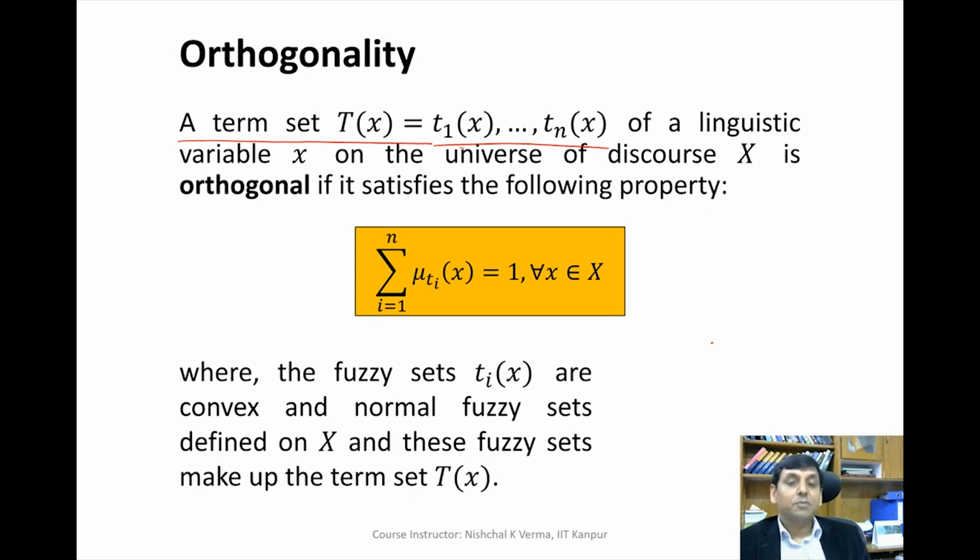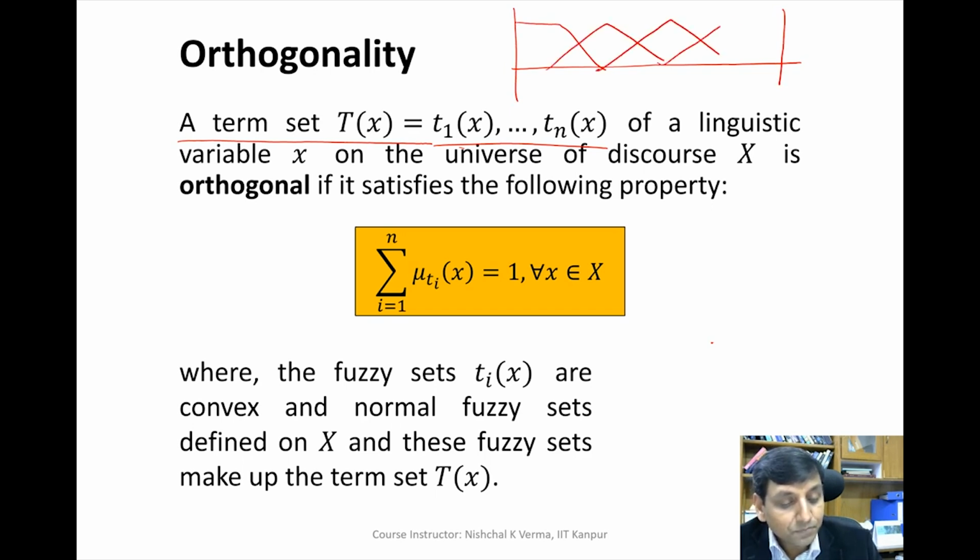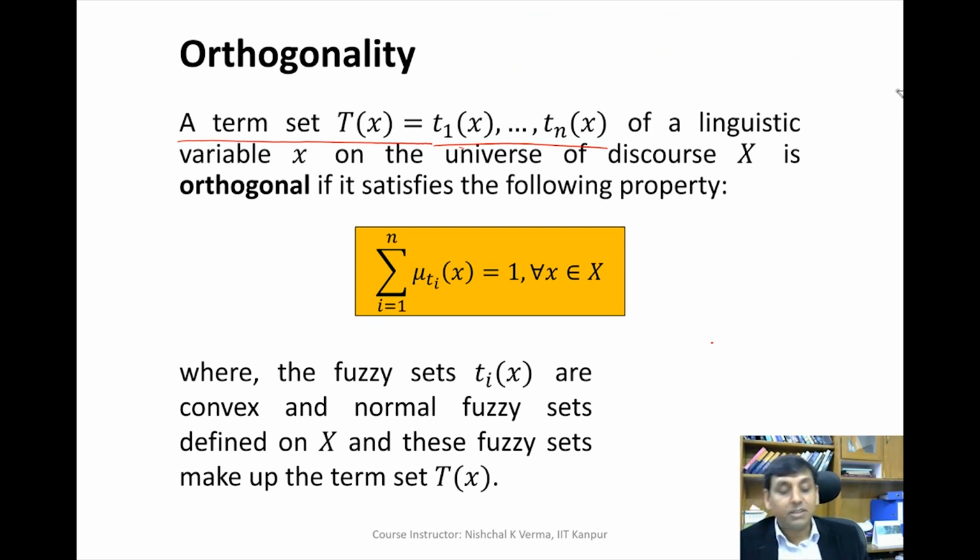This means that if we have any linguistic variable within the universe of discourse, within this we have multiple fuzzy sets. The region within the universe of discourse is covered by multiple fuzzy sets, and let's say we have here n fuzzy sets, small n number of fuzzy sets.